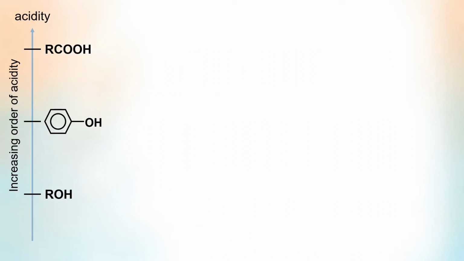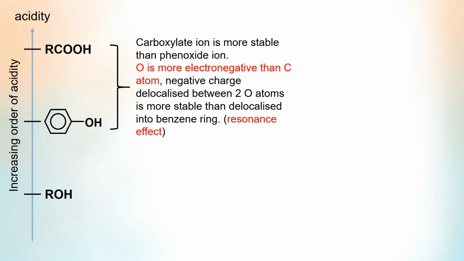Now we discuss acidity between carboxylic acid, phenol, and aliphatic alcohol. Carboxylic acid has higher acidity compared to phenol and aliphatic alcohol because the carboxylate ion is more stable than the phenoxide ion. Oxygen is more electronegative than carbon atom. The negative charge delocalized between two oxygen atoms in the carboxylate ion is more stable than delocalized into the benzene ring between oxygen and carbon atom in the phenoxide ion.